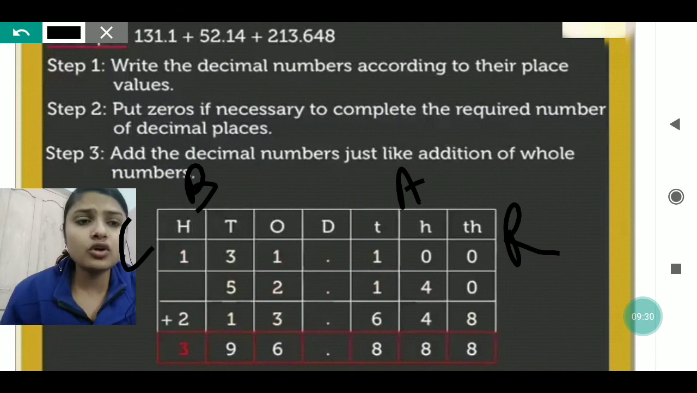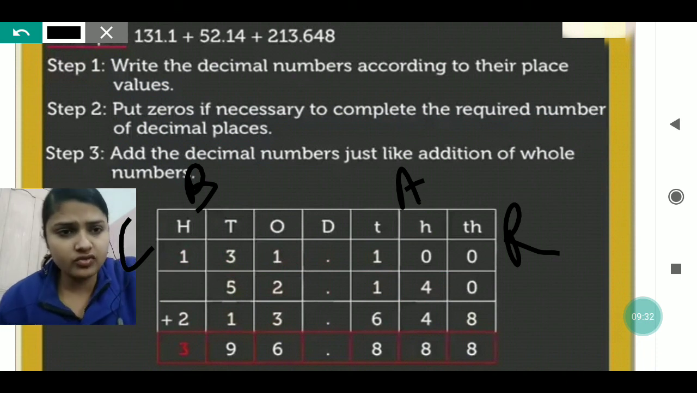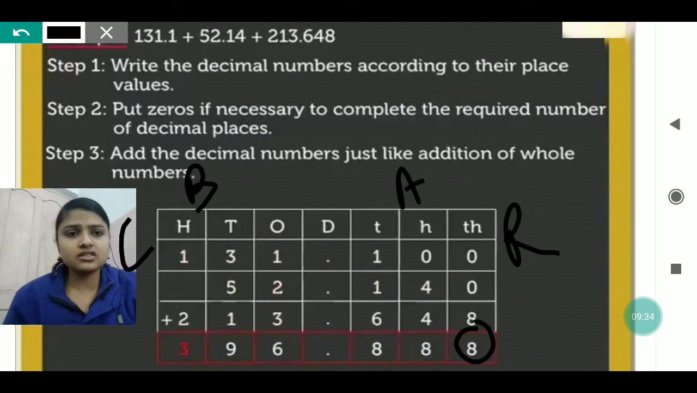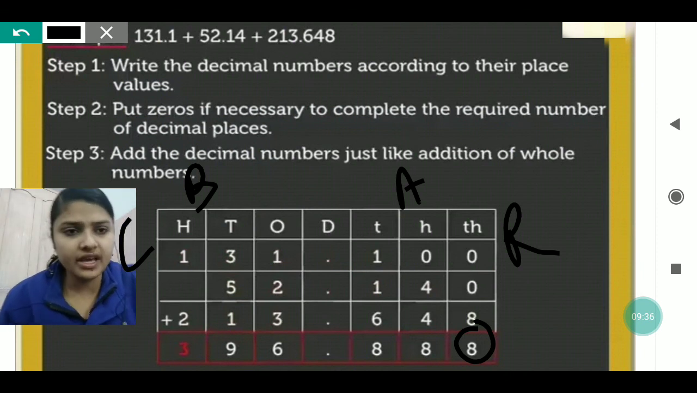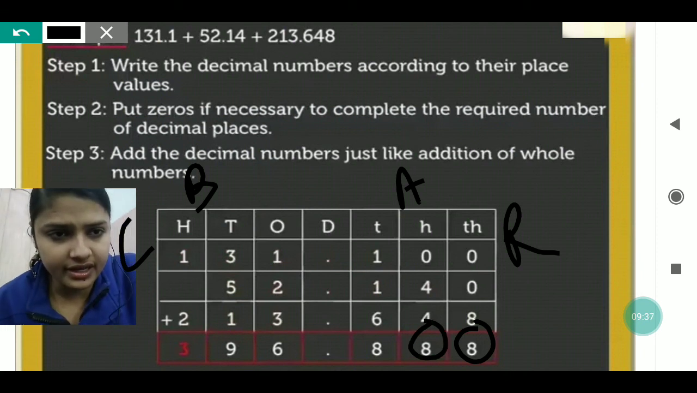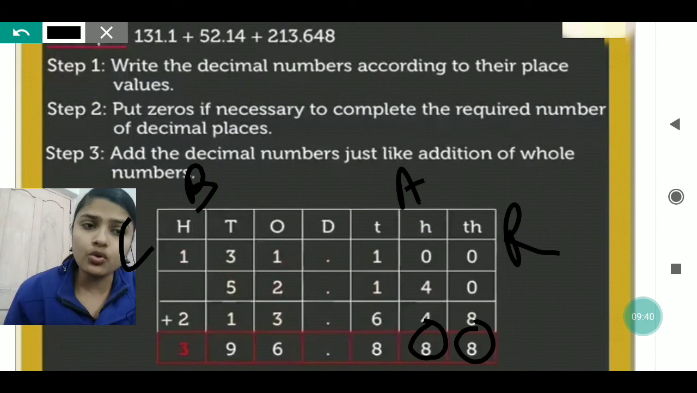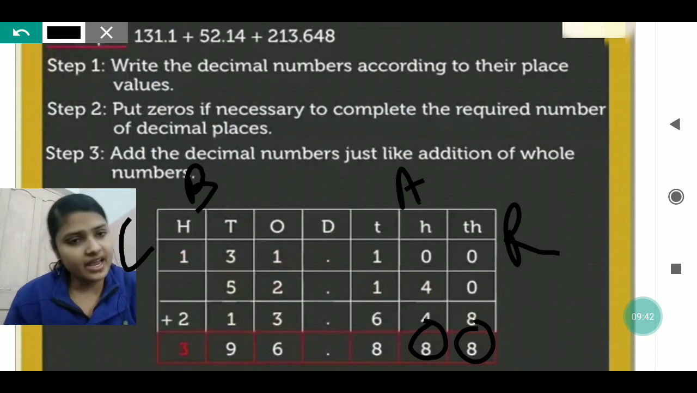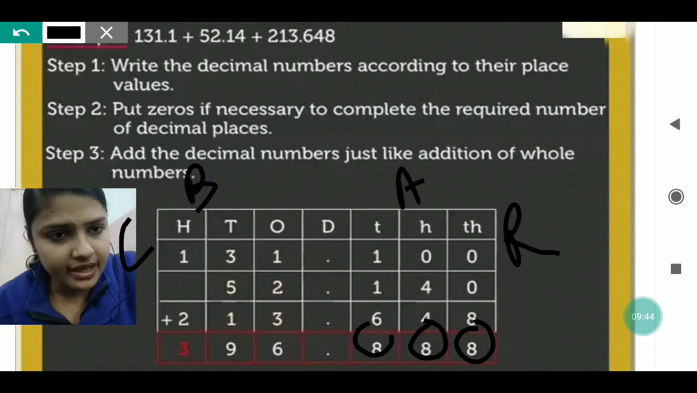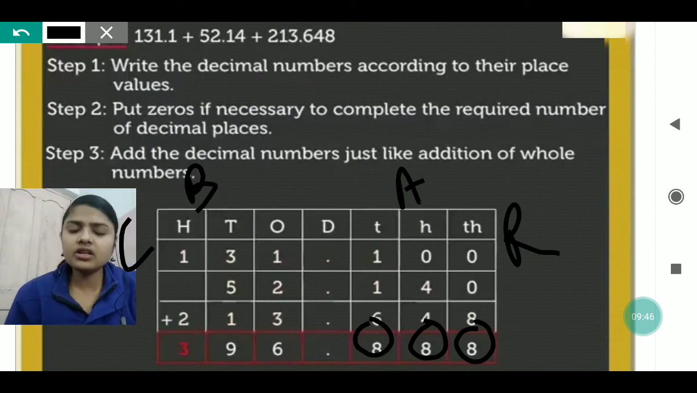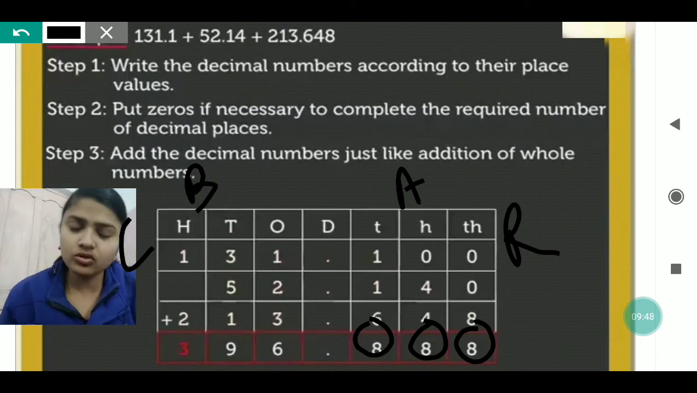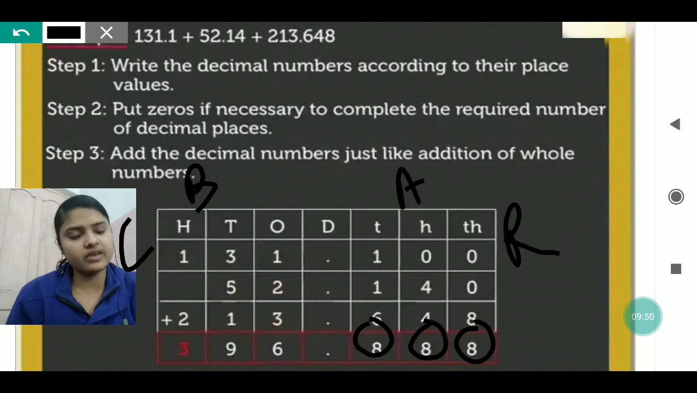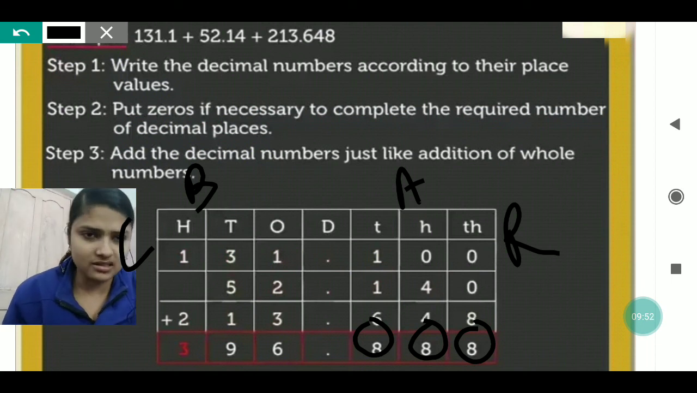So 0 plus 0 plus 8 will be 8, which we will write down. After that 0 plus 4 plus 4 will be 8, which we have written here again. Now 1 plus 1 is 2 and plus 6 is 8. So we have got triple 8. Okay. After that we will put the decimal, because it is a decimal there, so we are not going to change the place of the decimal. We are going to put the decimal as it is.